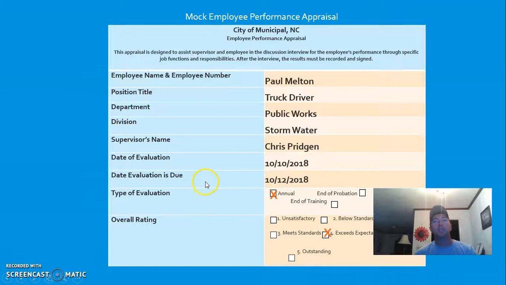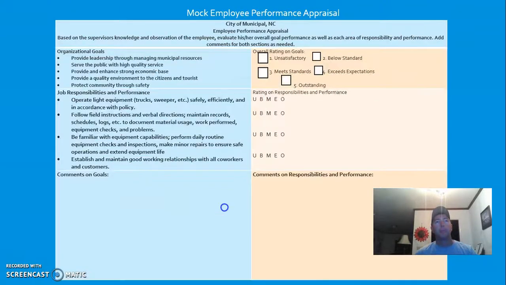So as you can see, with the information filled in, every line item is identified to the specifics of the employee or the team. This evaluation is an annual evaluation in which the overall rating of the employee exceeds expectations. And you will see later on, it will identify why he exceeds expectations.